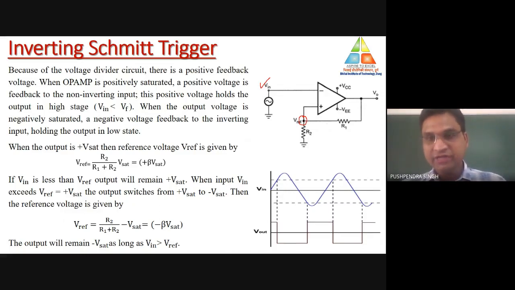At the non-inverting terminal of the operational amplifier, let the voltage be V reference, and the value of V reference can be calculated with the help of the output voltage. Let's suppose the signal is contaminated with noise present in the circuit, and due to that noise signal at the start, the output voltage is at positive saturation voltage. Why?